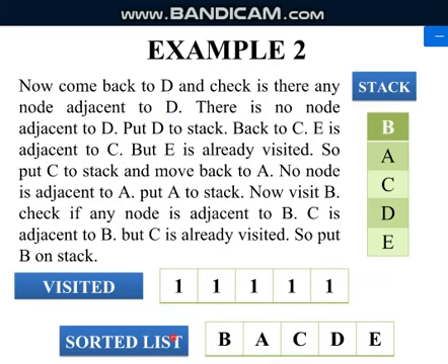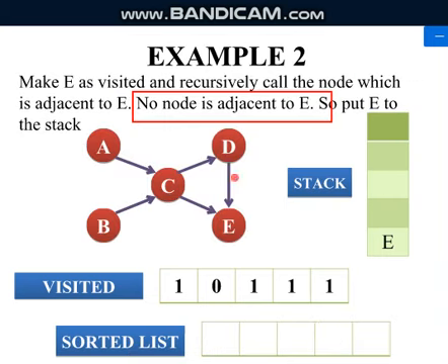From D, you go back to C. From C, do you have any node adjacent to it? Yes, E. But E is already visited. So again you go back from C to A. From A, do you have any other node? No, you don't have any other node adjacent to A. So you put A on the stack.